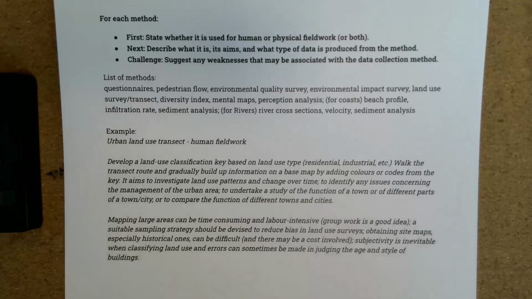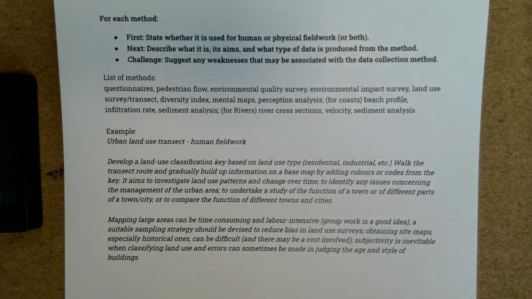As an example, an urban land use transect can be used for human fieldwork. This uses a classification key based on land use type. You walk the transect route and gradually build up information on a base map, adding colours and codes from the key. It aims to investigate land use patterns and change over time, to identify issues concerning the management of the urban area, to undertake a study of the function of a town or of different parts of a town or city, or compare the function of different towns and cities.